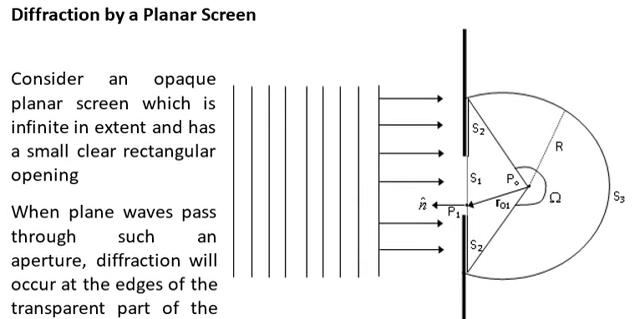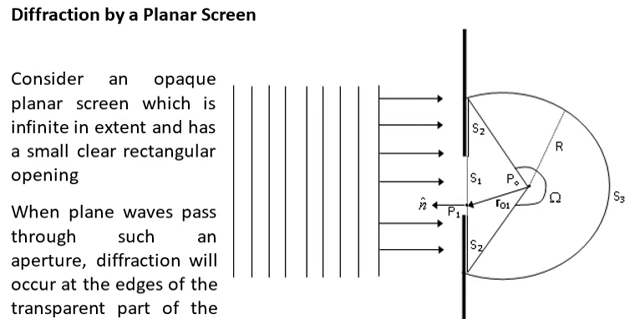Diffraction by a planar screen. You see that in the picture we have shown a screen which is opaque extending to infinity, and between the two opaque apertures there is a clear aperture or small opening labeled as S1, and the opaque aperture has been labeled as S2 on both sides of the clear aperture.